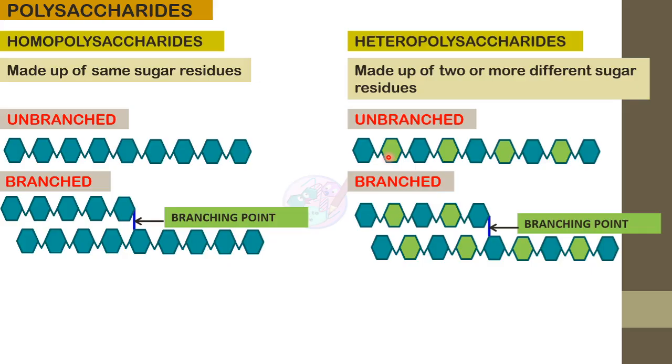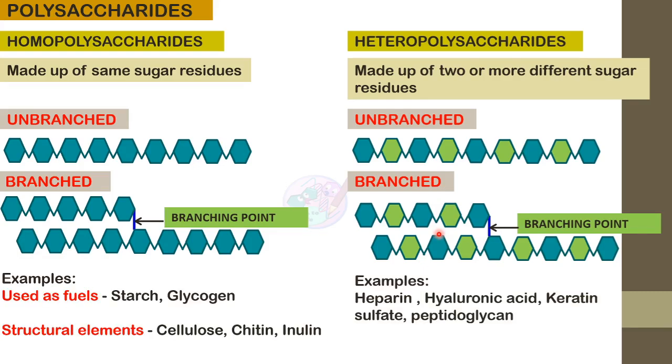They can either be unbranched or branched. Unbranched means they have a linear polymer chain. But in branched, in the main chain there is one side chain originating here and this point is called the branching point. So this is a branched polymer and this is unbranched. So they can either be unbranched or branched homopolysaccharides, or unbranched or branched heteropolysaccharides.